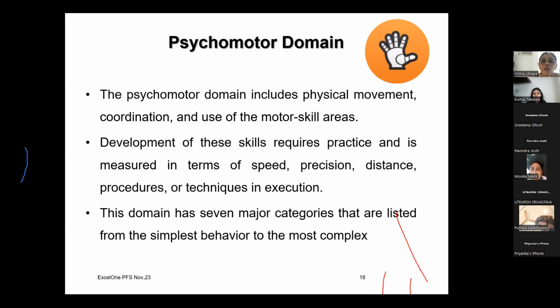So the psychomotor domain need not be assessed only in the playground or only in the dance class or only in the theater class. It can be assessed in your regular classrooms, in the laboratories, in your math lab. When you have a role play that's done, you can assess the psychomotor skills of the child. Just like the cognitive and the affective domain, the psychomotor domain also has categories, and it has 7 major categories which are listed from simplest to the most complex.